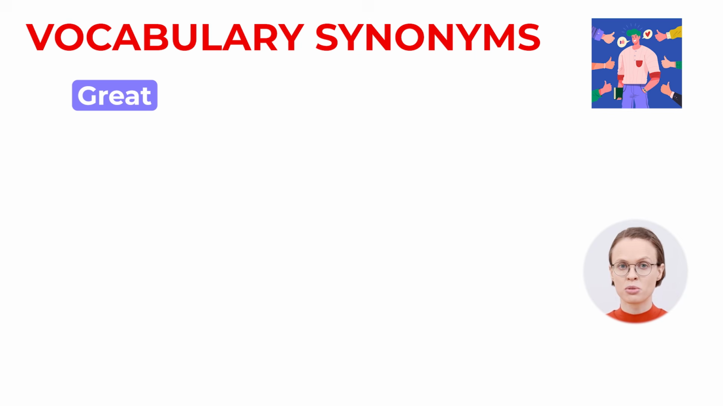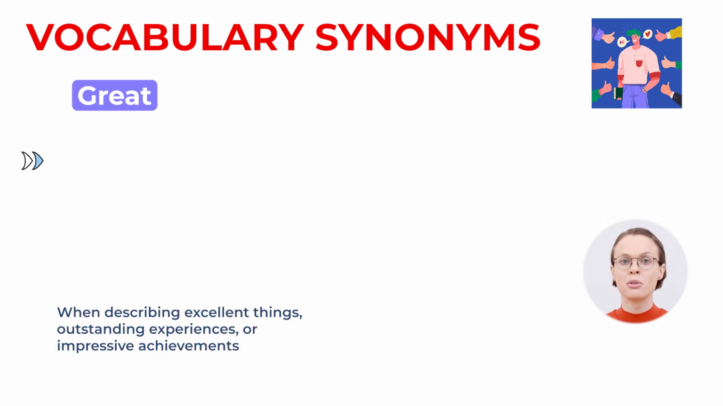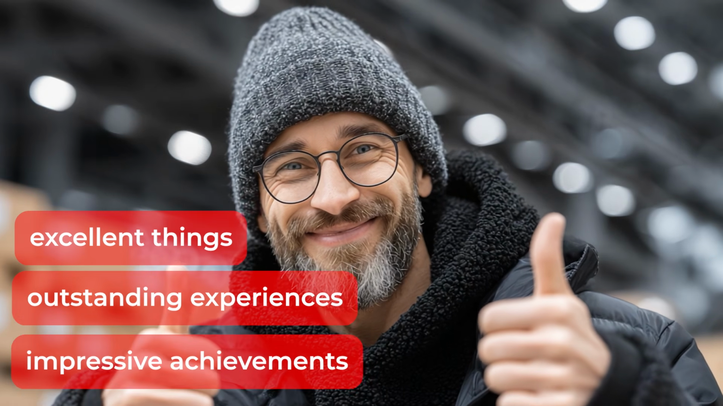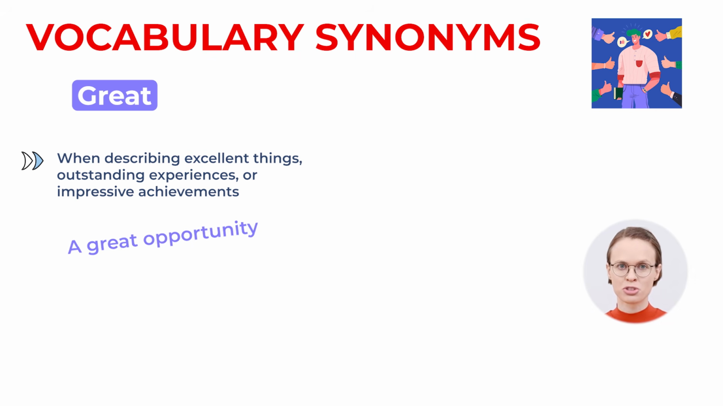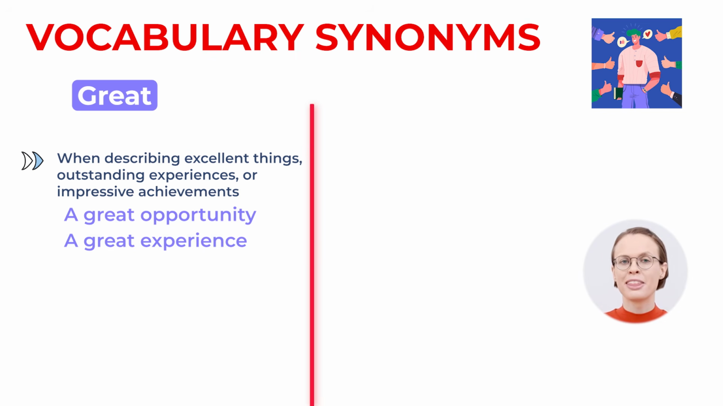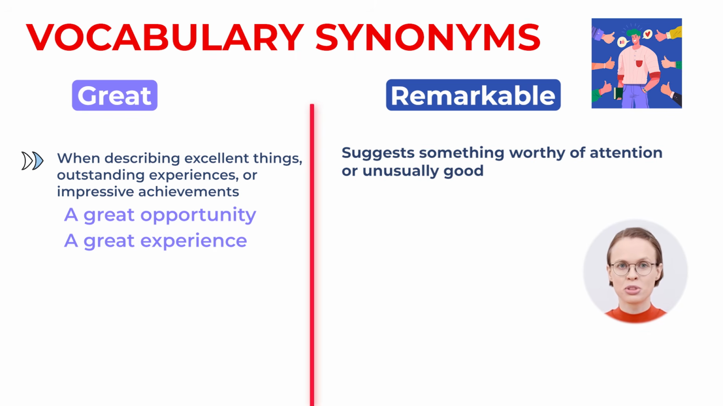The fourth common word is great, which appears frequently when describing excellent things, outstanding experiences, or impressive achievements. Most candidates say a great opportunity or a great experience, but this doesn't demonstrate the vocabulary range needed for higher scores. A far more sophisticated alternative is remarkable. This word suggests something worthy of attention or unusually good. It's particularly effective when discussing memorable experiences or exceptional qualities.